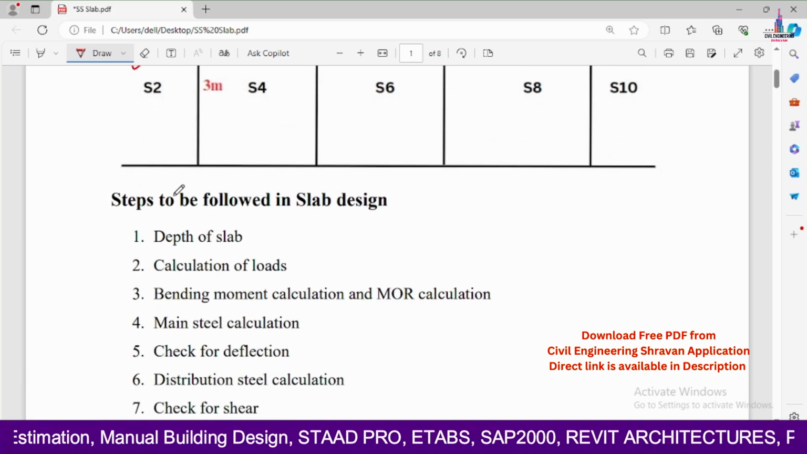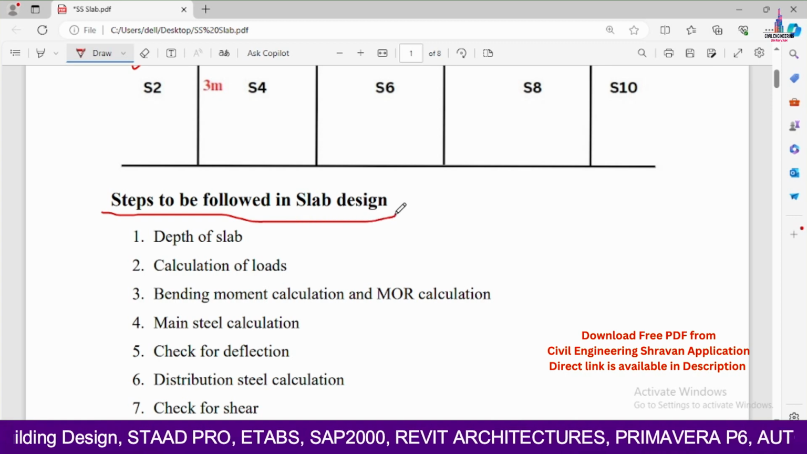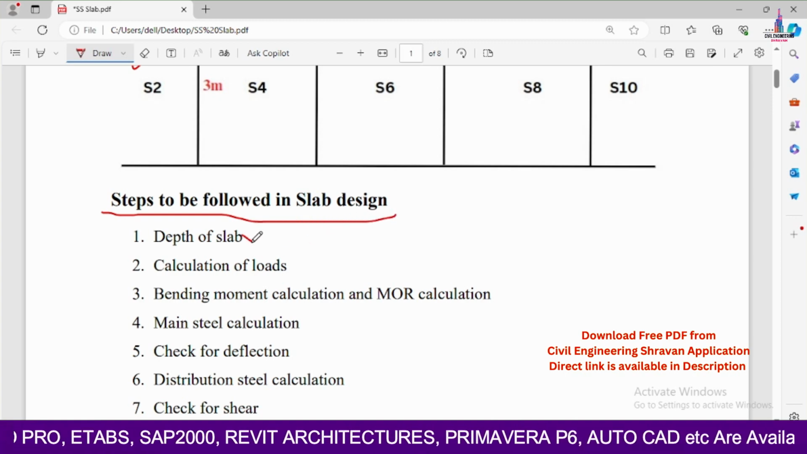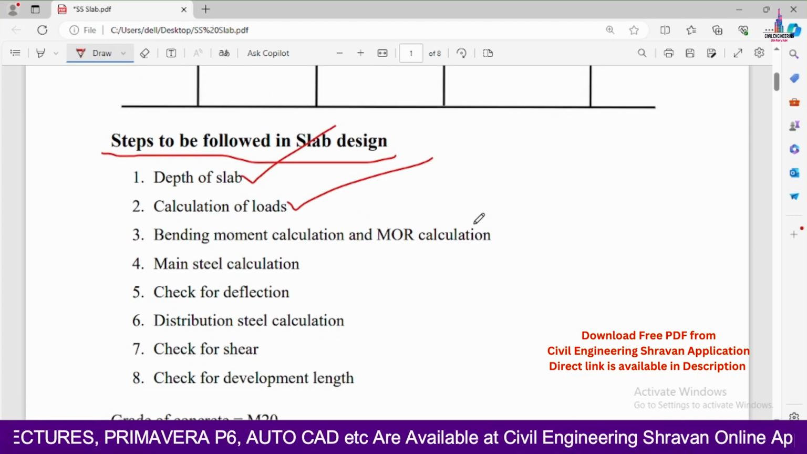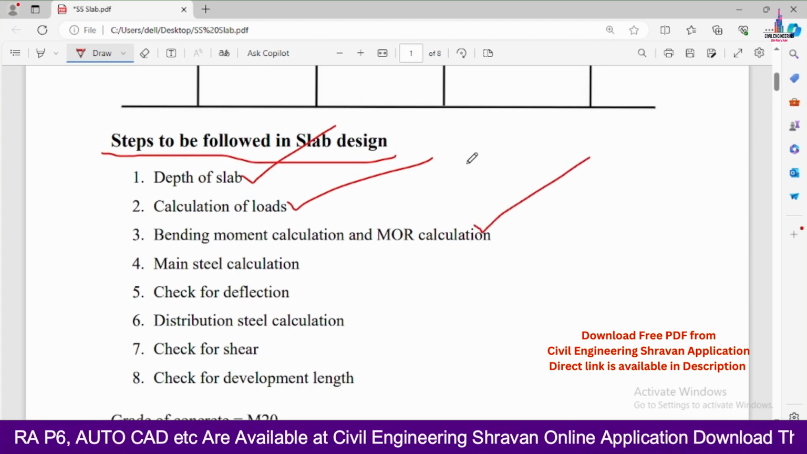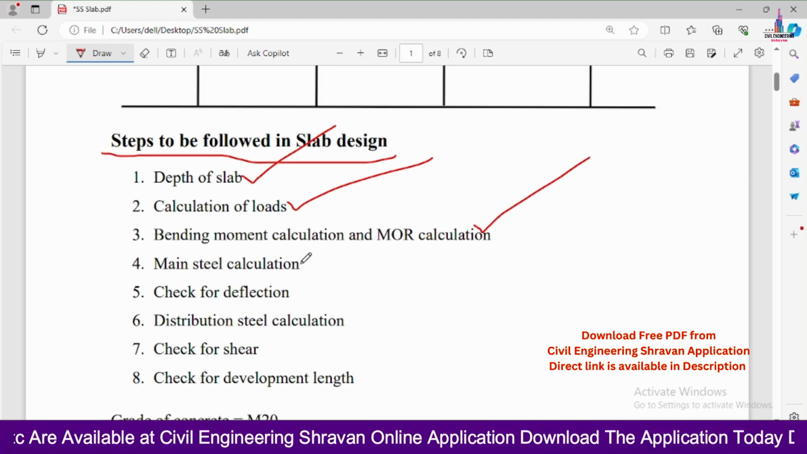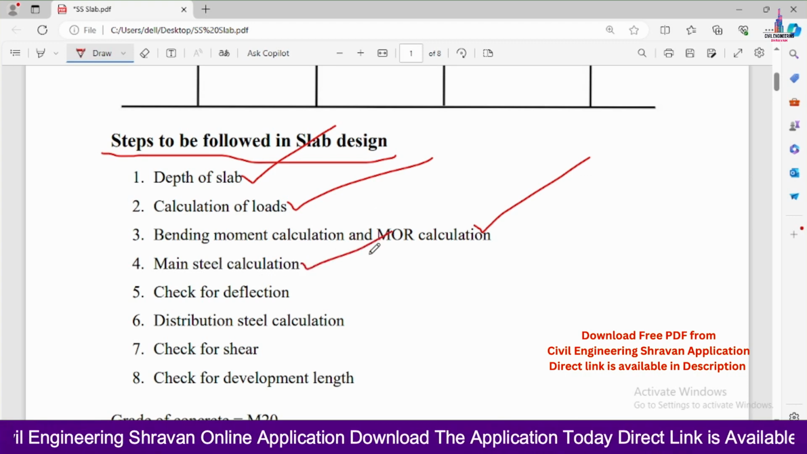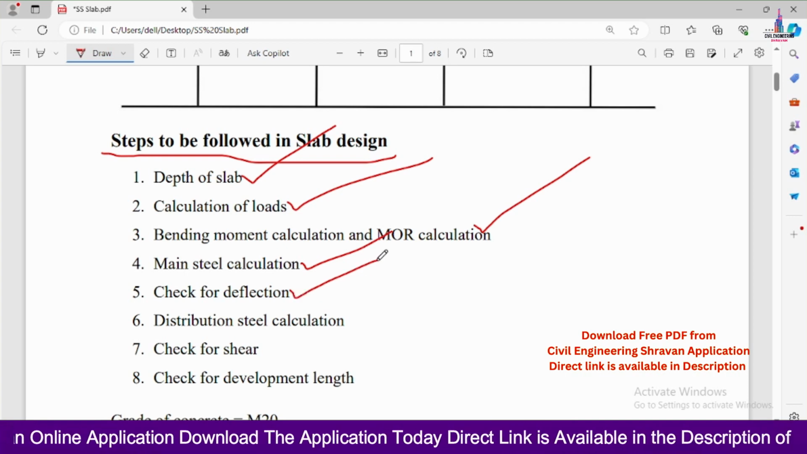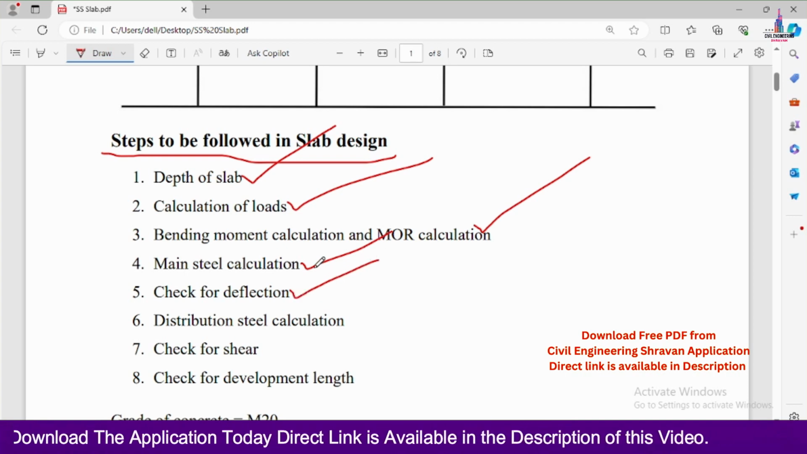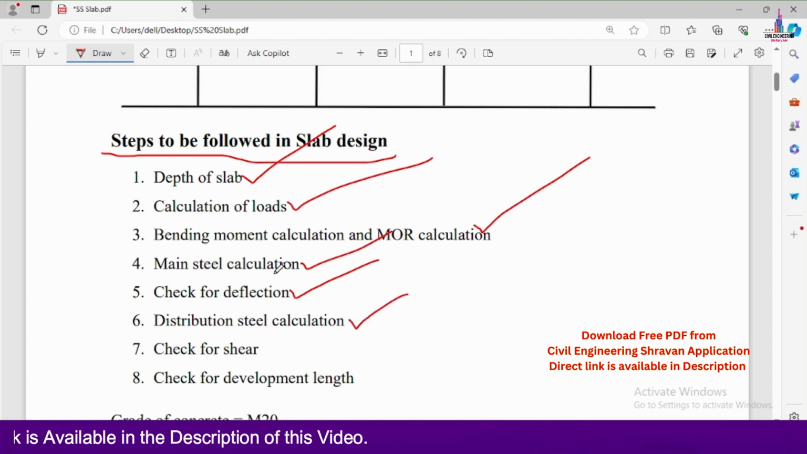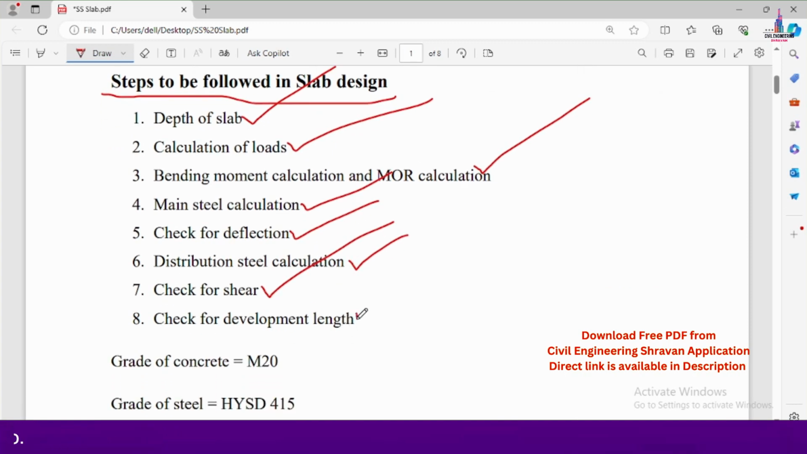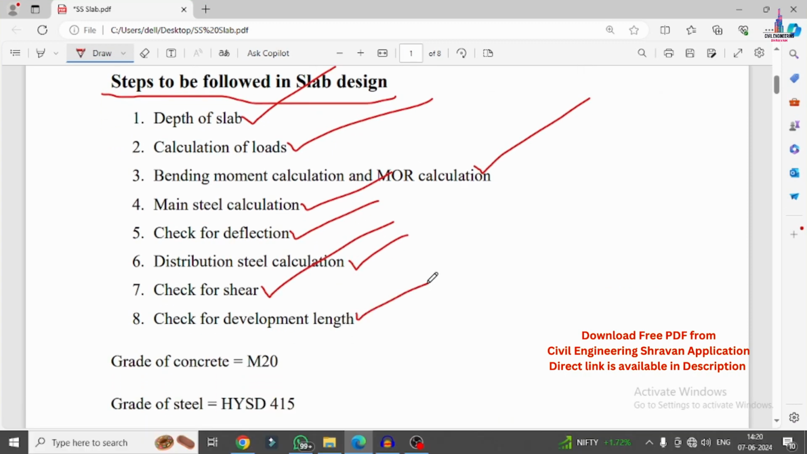These are the steps to be followed for designing the simply supported slab section. Initially we need to calculate the depth of the slab. Second, we need to calculate the loads. Third, we have to calculate the moment of resistance as well as the bending moment for this slab section. Fourth step is the main steel calculation, and then we check the deflection for the main steel section. The sixth step is the distribution steel calculation, the seventh step is the check for shear, and the eighth and last step is the development length calculation.